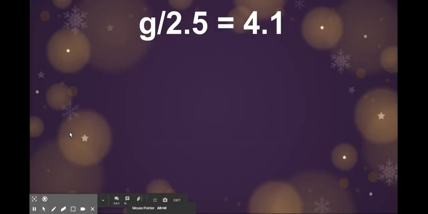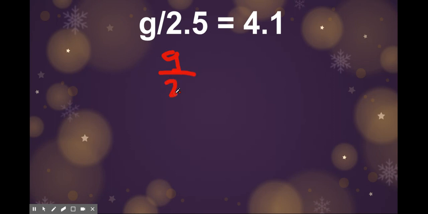Our next example is G divided by 2.5, which is equal to 4.1. In order to solve for the variable G, if I have G divided by 2.5, in order to undo that division, I'm going to have to multiply by 2.5. That cancels this out, and I'm just left with G. But if I multiply my left side by 2.5, I'm going to have to multiply my right side by 2.5.